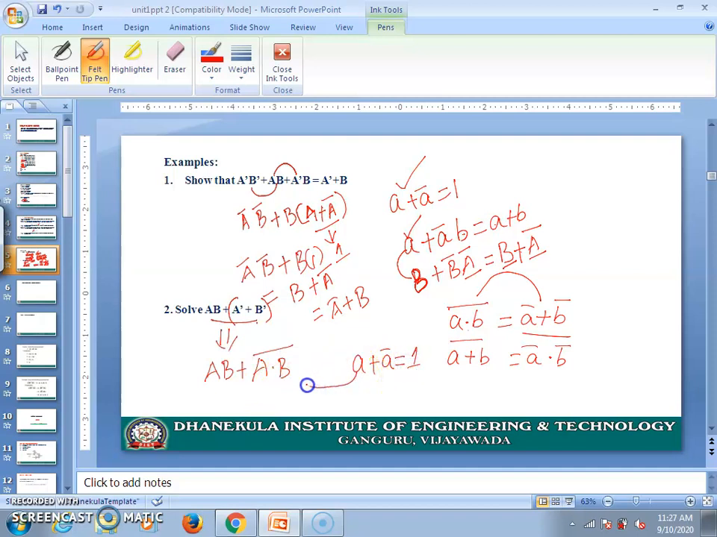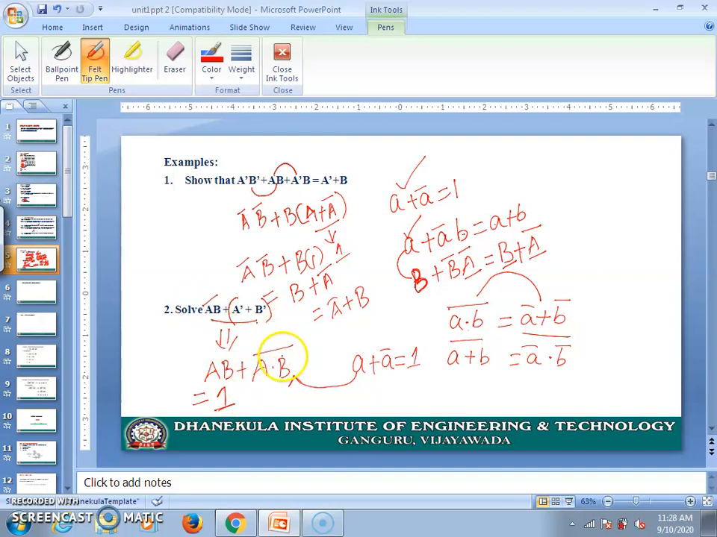So if you compare these two equations, in place of A, here it is AB, in place of A bar, here it is AB whole bar, and finally the solution is 1. So if you solve this equation, the final solution is 1.